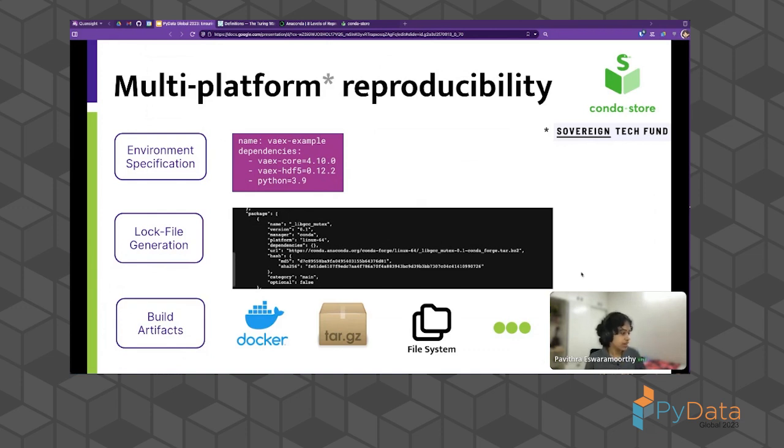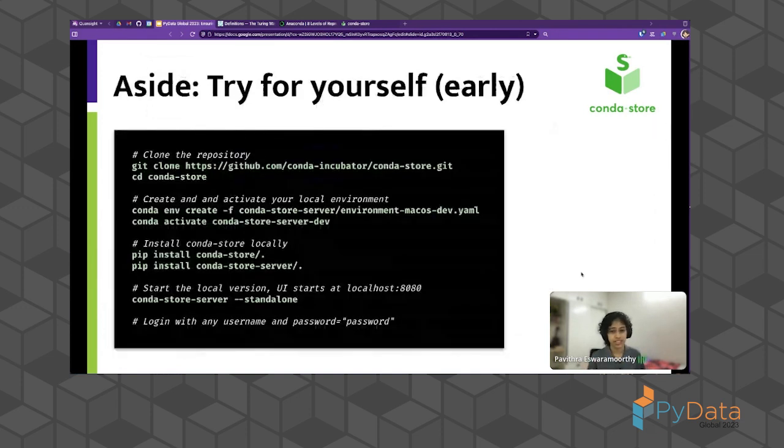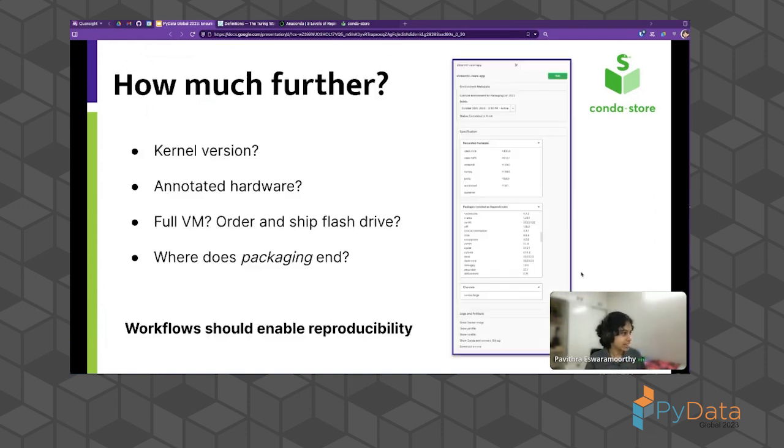So with that, to try conda for yourself, I'm hosting this locally, and the local setup for conda is only for early adopters. This isn't in the released version yet. But to do so, you can look at the slide, maybe take a screenshot or pause if this is a video and follow along. Okay, so that was that.